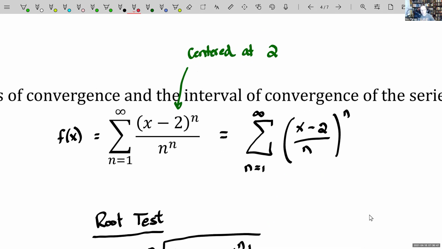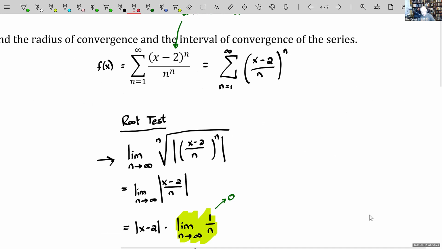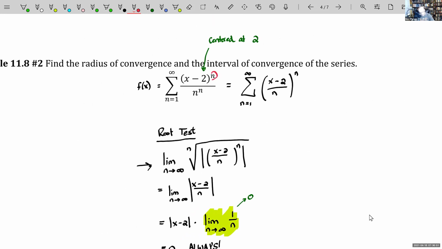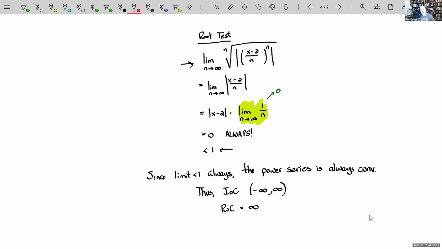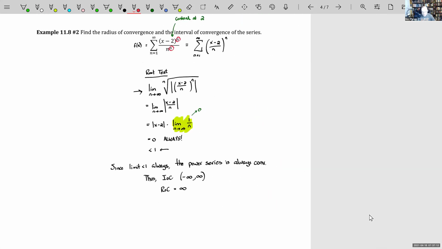It's centered at 2. We did the root test in this case because everything was raised to the nth power. And we found that when you run the root test, it was always less than 1. And again, the interval of convergence was infinite, negative infinity to positive infinity. So the radius of convergence is infinite. There's no need to check endpoints there because you can't check infinity. So that was our second example.